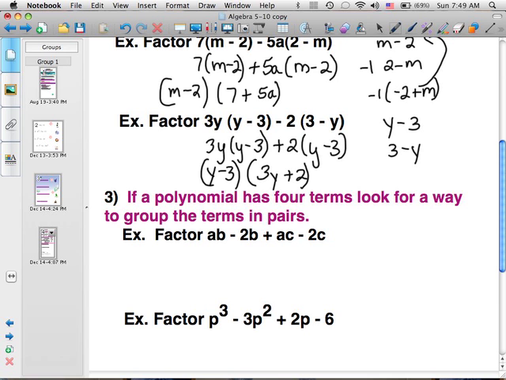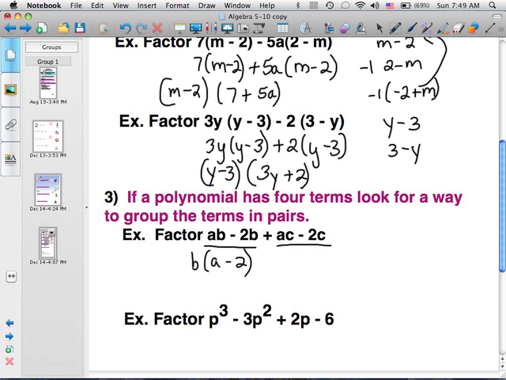Now, if a polynomial has 4 terms, look for a way to group the terms in pairs. This is like after FOIL when you get the 4 products, kind of like working backwards to find the factors. So I'm just going to automatically pair these two together and these two together. Now, I'm looking for a common factor, which I can see is b. I'm going to pull it out. You have to pull out your greatest common factor. And it was first used with a and then a minus 2.